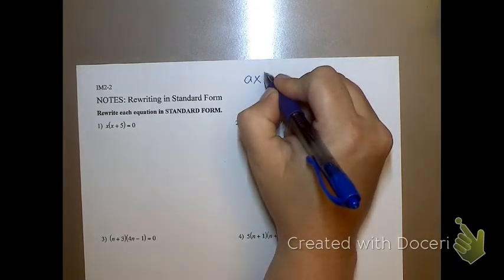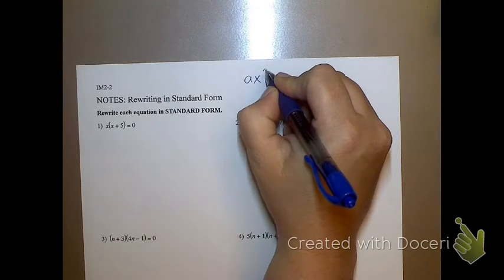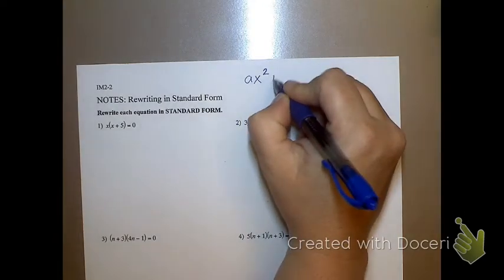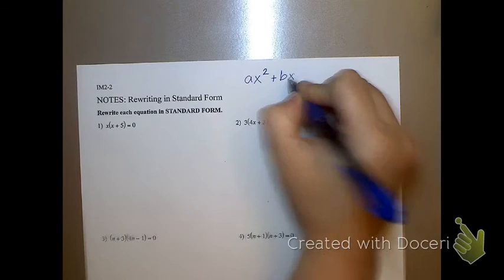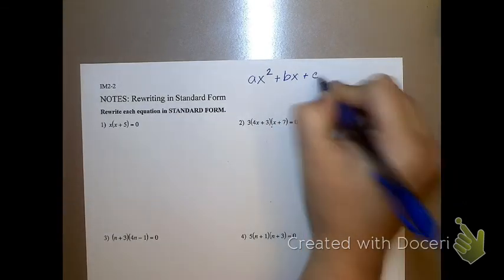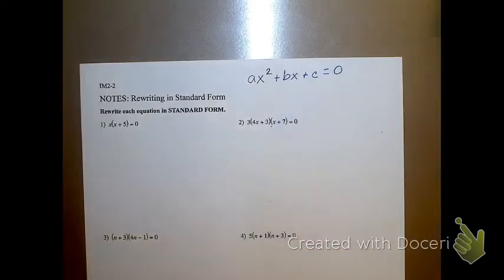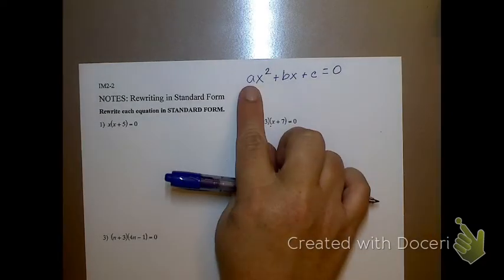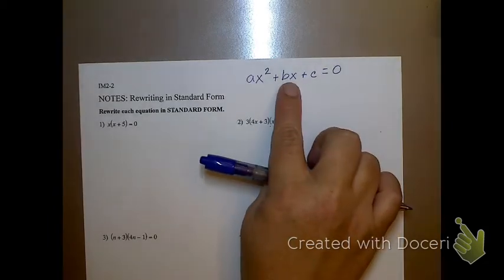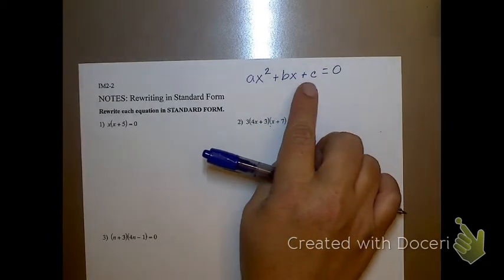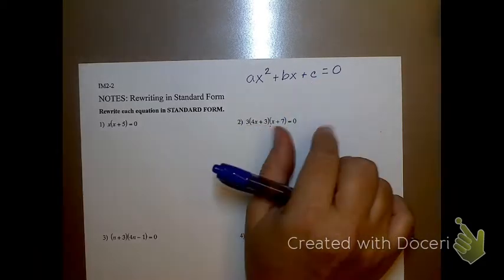AX squared plus BX plus C, and for our purposes, we want it equal to 0. So every answer needs to have my x squared first, then my plain old x, then my constant, which is whatever number doesn't have a variable with it, and equals 0.